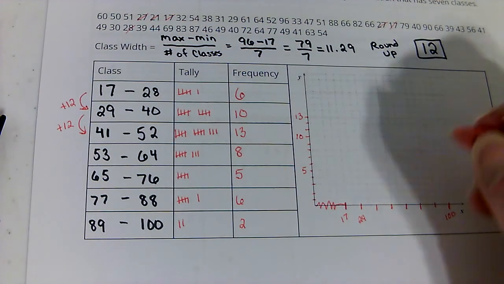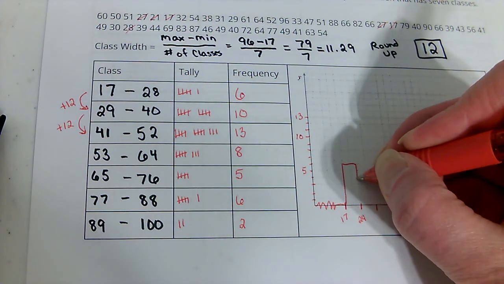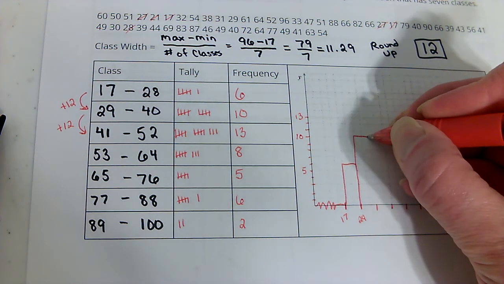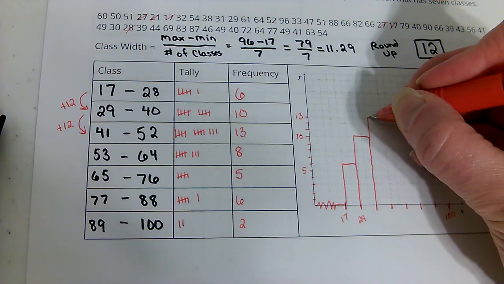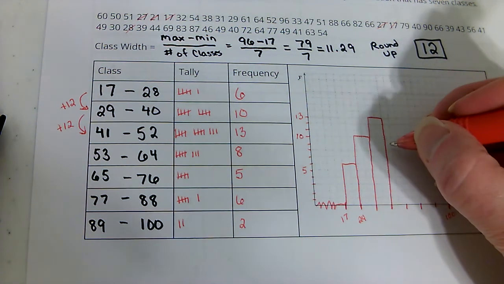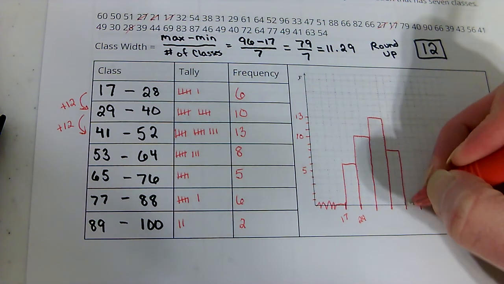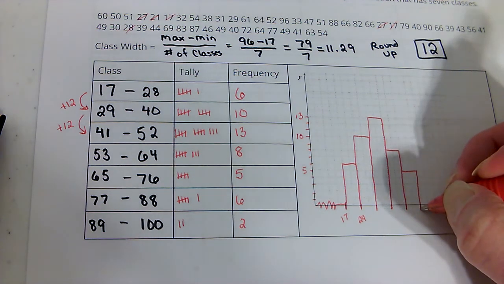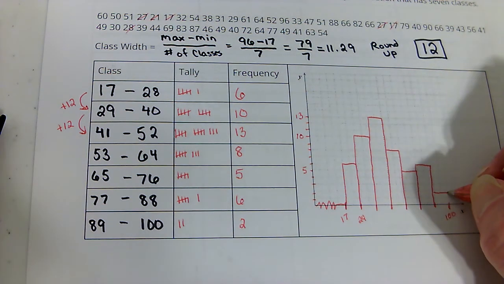We're skipping some spaces. Now 17 to 28 had a frequency of 6, so it goes up here, there, and then back down. The next class had a frequency of 10. Then we had a frequency of 13. A frequency of 8. The next class had a frequency of 5. 6. And then 2.